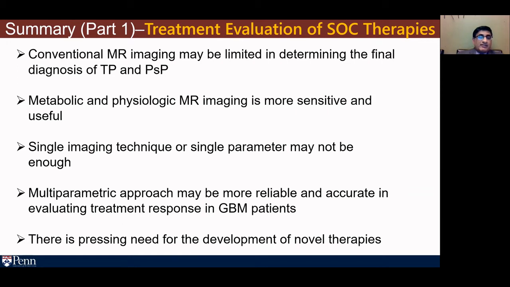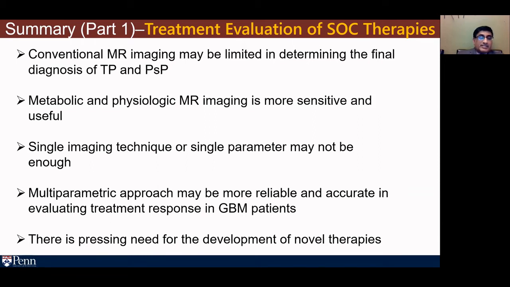That's why our aim is to exploit the unique strengths of different imaging modalities together, because they provide complementary information. So if you use the multi-parametric approach to analyze the data, that may give us better, more reliable, and more accurate information in distinguishing TP from PSP, and in the evaluation of the treatment response in these patients.